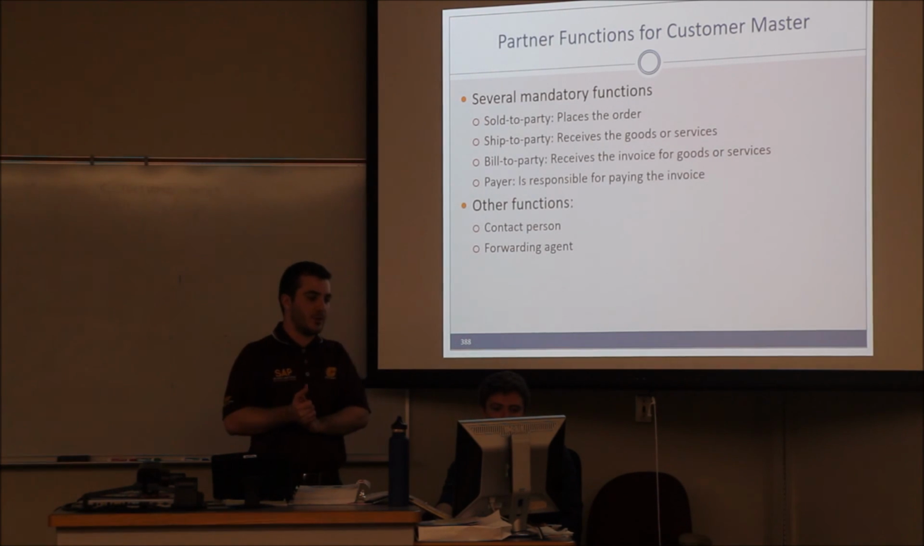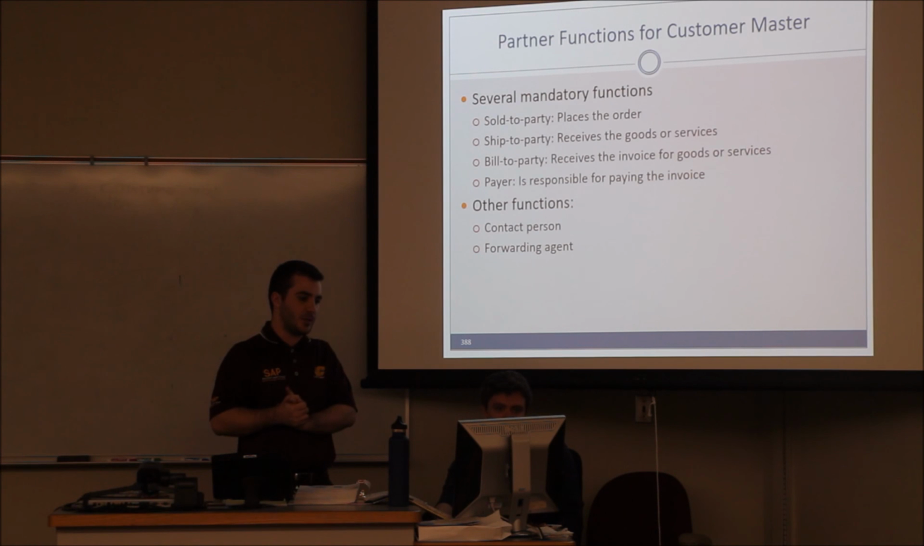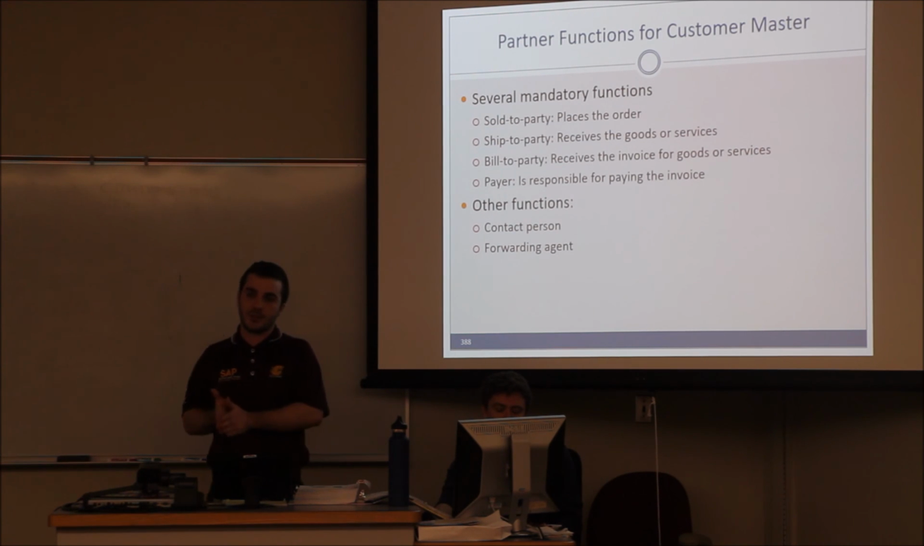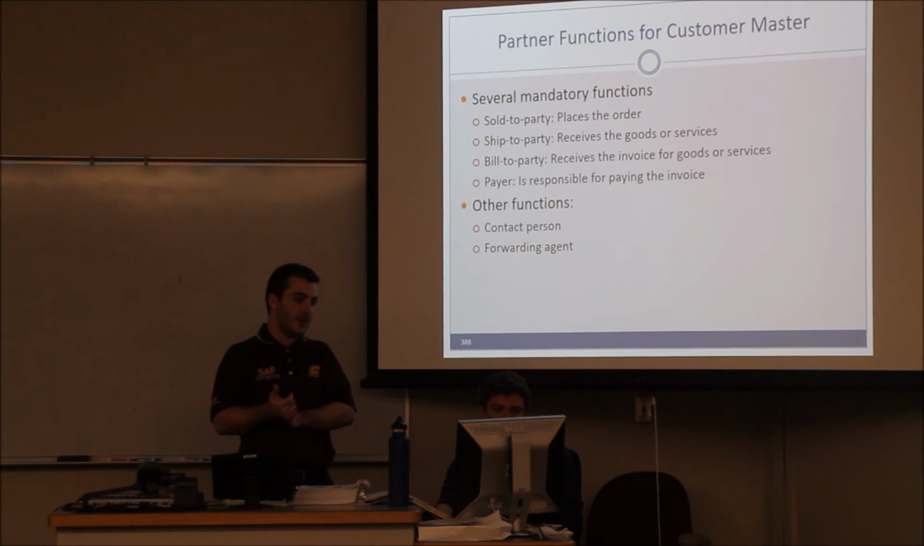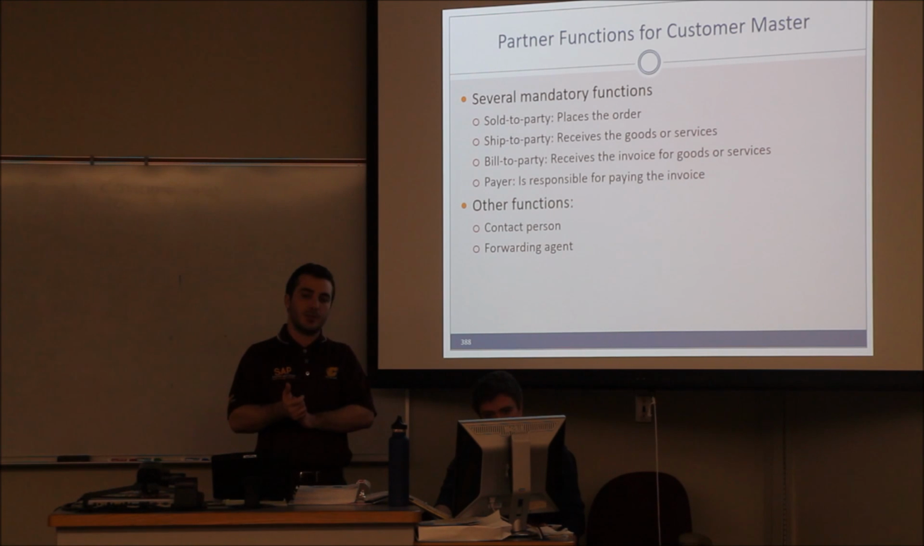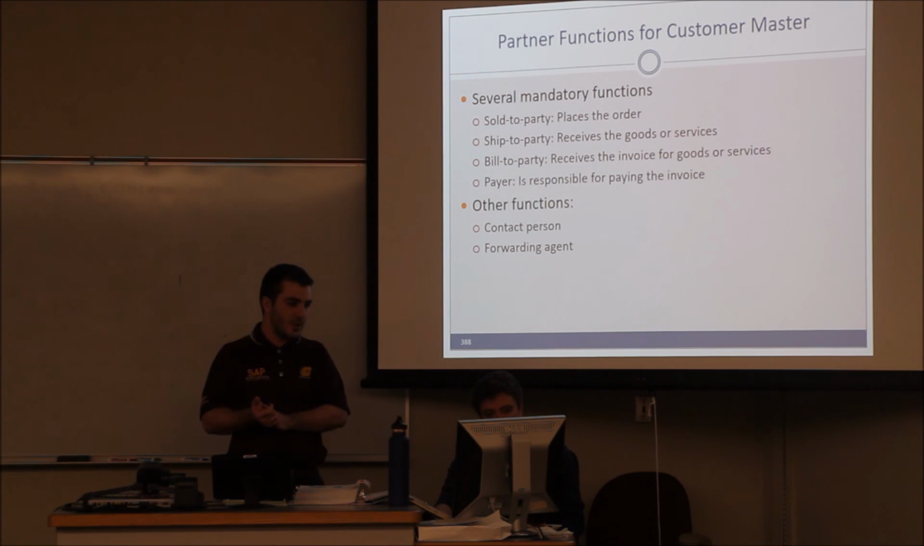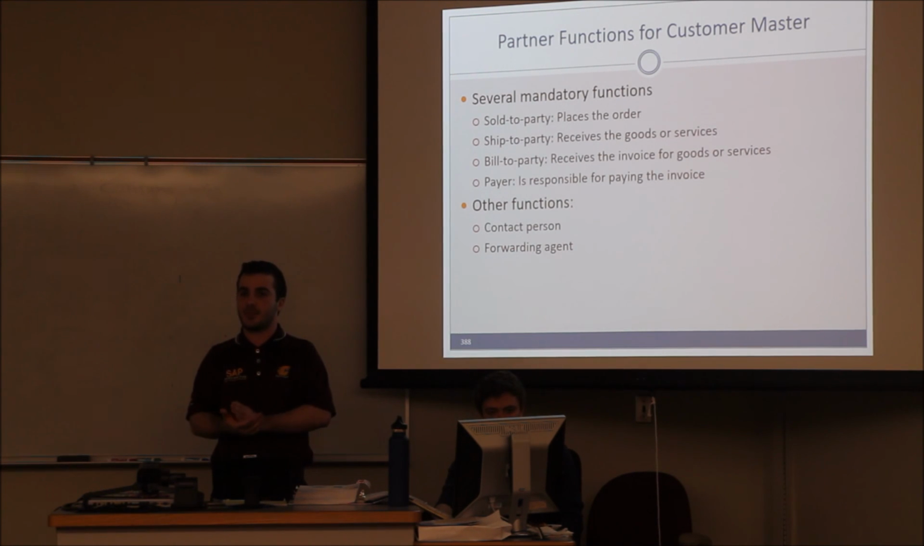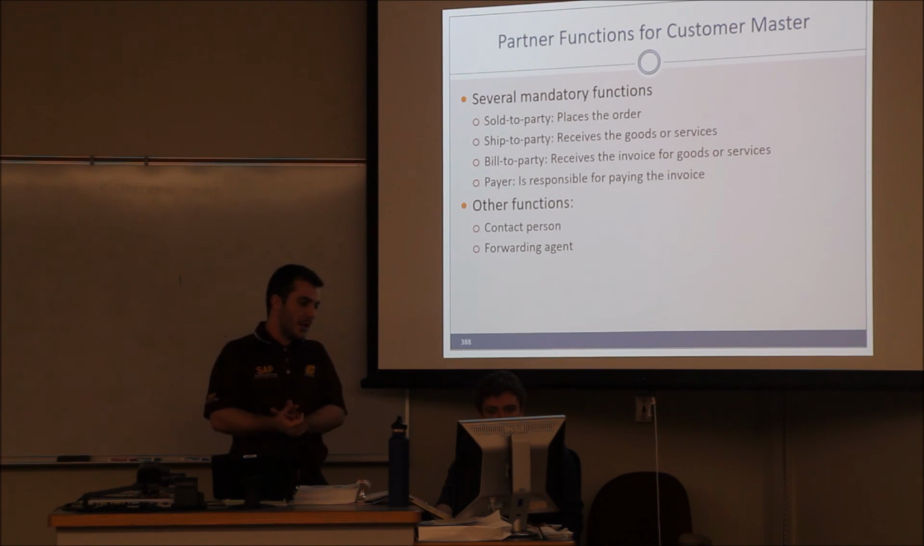There are several mandatory functions that you must have in the customer master data. The sold to party, who places the order. The ship to party, who's going to receive the goods or services. The bill to party, who's going to receive the invoice and who's going to be paying for the goods and services. And the payer, who is responsible for paying the invoice. Other functions could include a contact person within the customer master, who, if there's a problem or if you need to contact somebody, who is that person, what's their name, address, phone number, etc., and the forwarding agent.